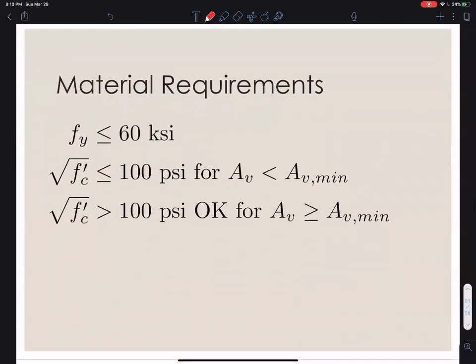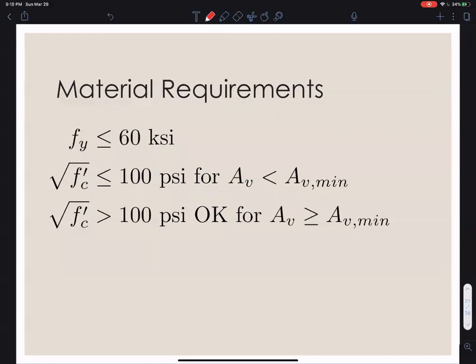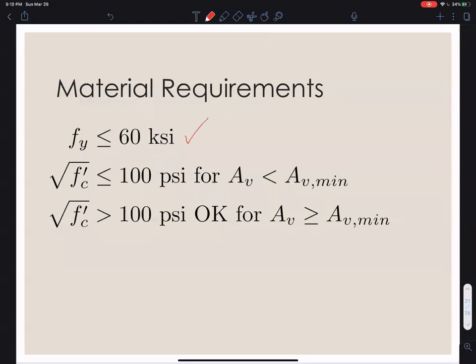There are material requirements for these equations. Fy of your stirrups has to be less than or equal to 60 ksi, no high strength steel in the stirrups. And this root f'c has to be less than 100, which means f'c less than 10,000. Again, if you are not using minimum stirrups, which again is a bad idea. And if you have minimum stirrups, you can let root f'c be bigger than 100 psi. This is fancy concrete. This is over 10,000 psi concrete.